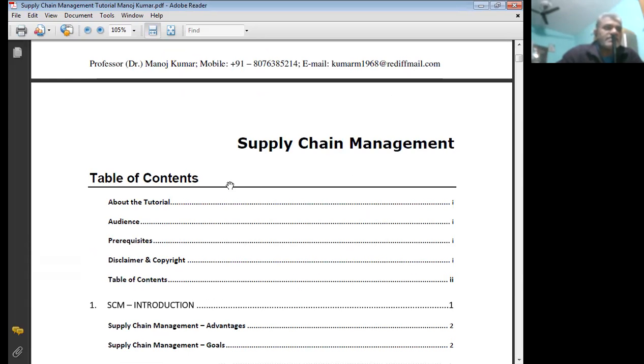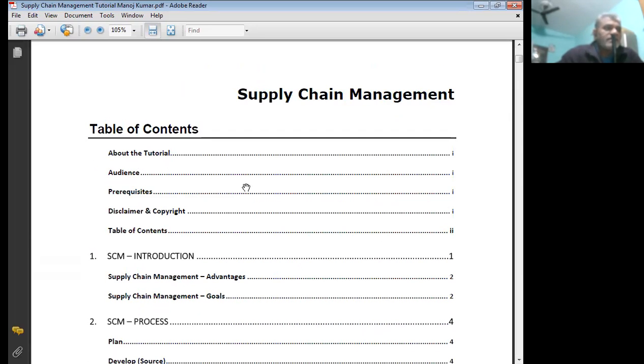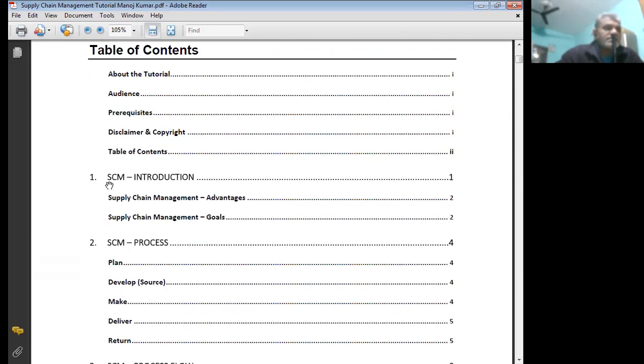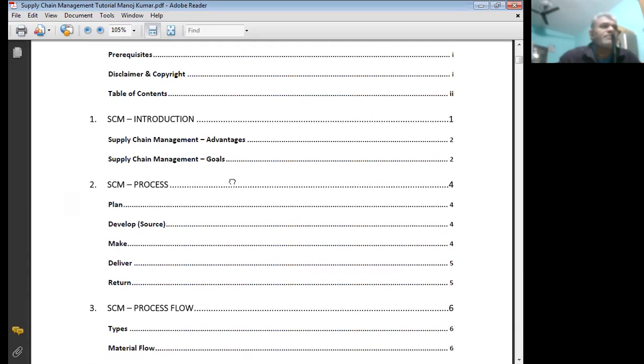This is the syllabus of supply chain management. Supply chain management: an introduction, supply chain management advantages, supply chain management goals. What are the advantages of supply chain management? What are the goals of supply chain management? What is the supply chain management process?